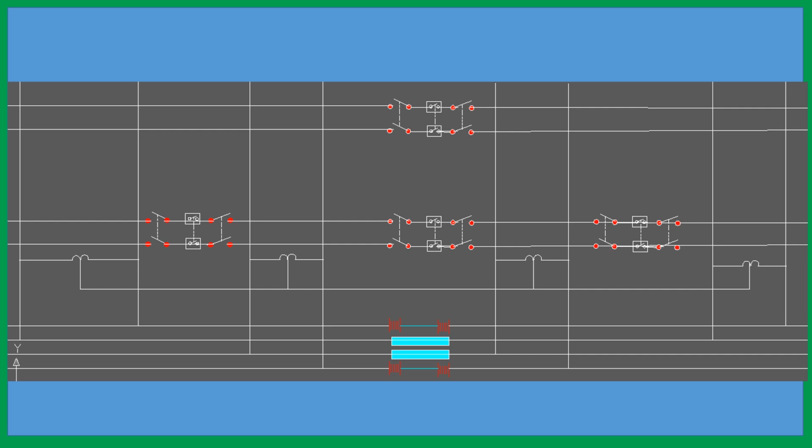So friends, I think I have been able to clear your idea about this 20 to 25 kV system and how to switch over from 25 kV to 20 to 25 kV. Okay, thanks.